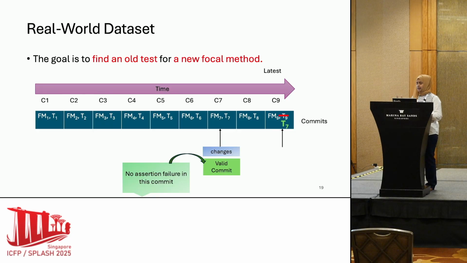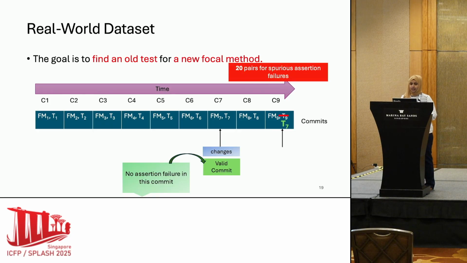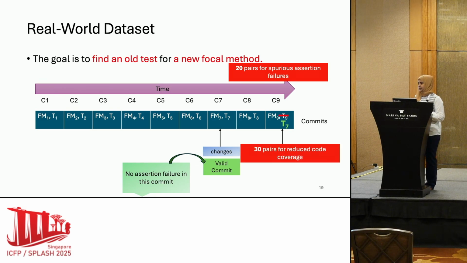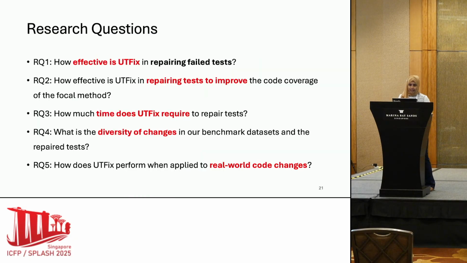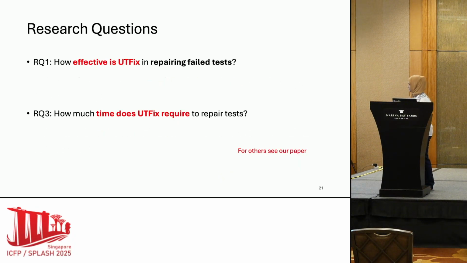So, this is how we create our real world dataset, and following this approach, we get 20 pairs for spurious assertion failures and 30 for the code coverage. And we have 5 total research questions, but for the sake of presentation, I will talk about only 2. For the details, please see our paper.